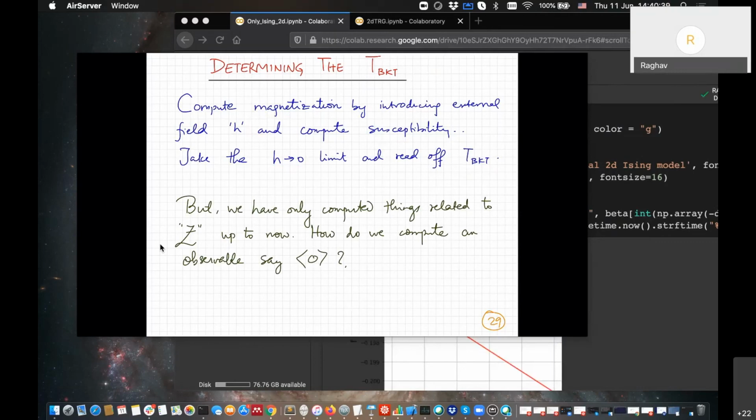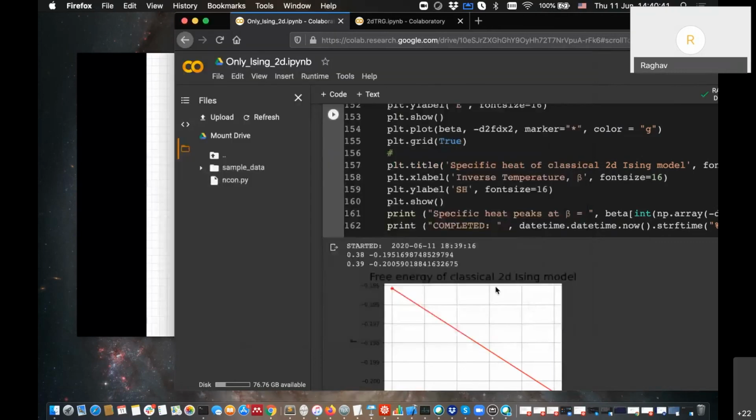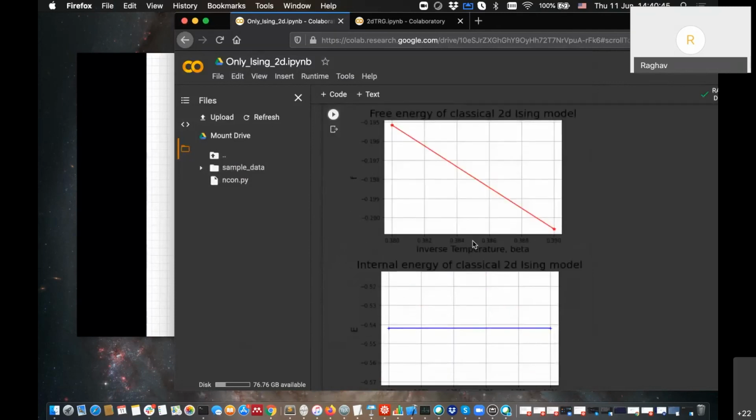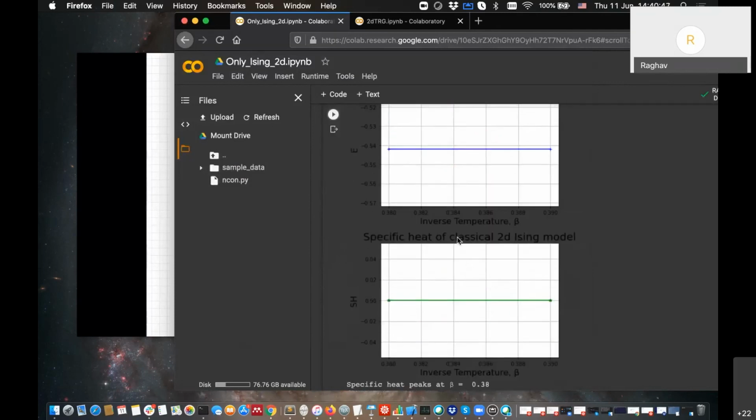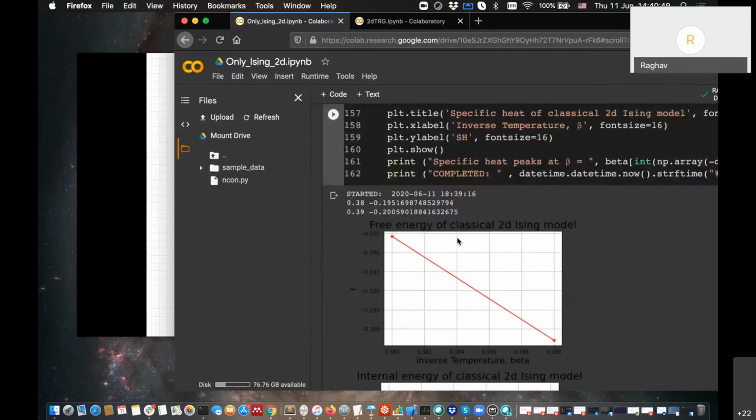If you do that, you reproduce fairly accurate results of the BKT transition using tensor networks. So let's just go back to this code. As you can see, it is doing this for two values of beta, which makes no sense because there are just 2 points. So let's look at the free energy.